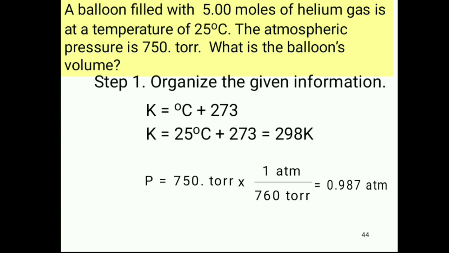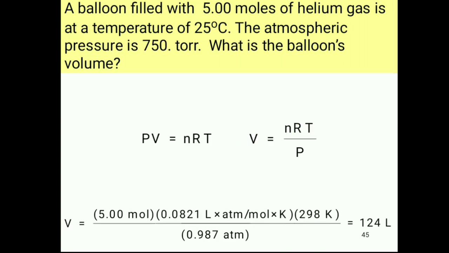We have 25 degrees Celsius. So converting that to Kelvin, we have 298 Kelvin. Pressure, we have 750 torr given. Converting that to atm uses the conversion factor 1 atm over 760 torr. Cancelling torr, we shall have 0.987 atm.